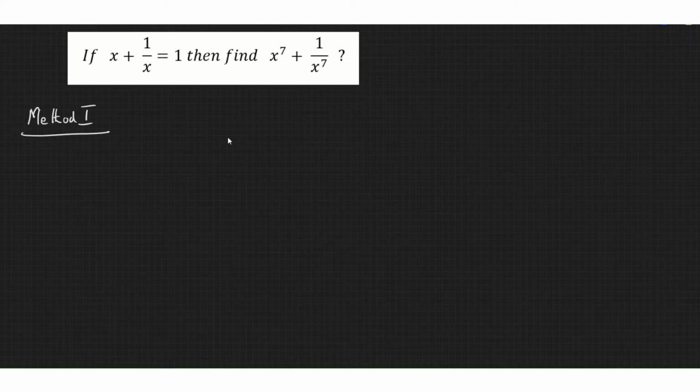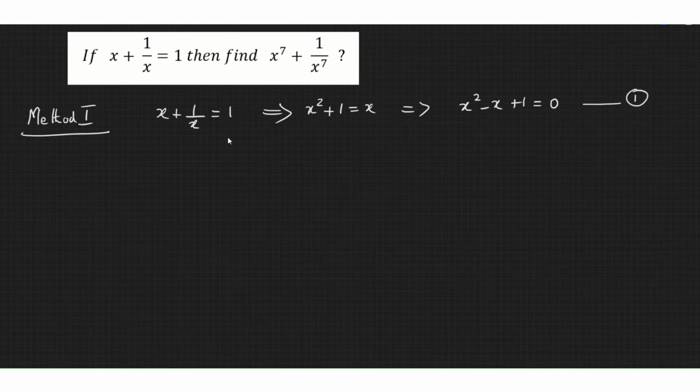Let us take the given result x plus 1 over x equal to 1. Multiplying throughout by x, I get x squared plus 1 equal to x, or I'll get this as x squared minus x plus 1 equal to 0. Let's call this result 1.